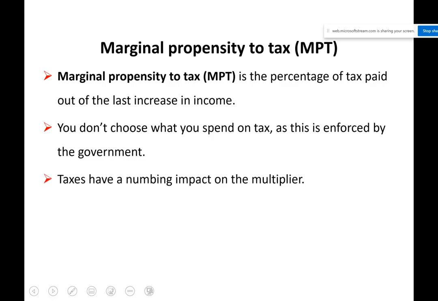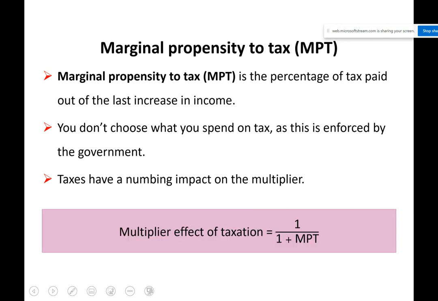Okay, and as a result, if they take 30% of my income, it means I cannot spend all my income in the economy, which means the multiplier formula is affected. The whole injection of money into the economy and what the repercussions are is affected as a result of that. If the tax is really high, my spending would be way down. Okay, and there's a little formula for that as well. Can you take this down as well? The multiplier effect of taxation is equal to 1 over 1 plus MPT.